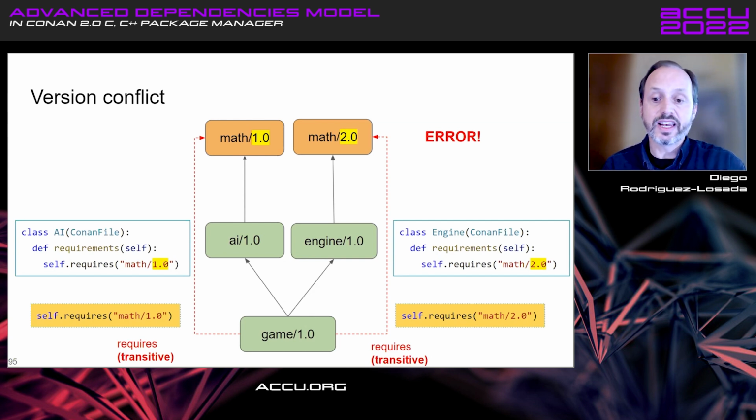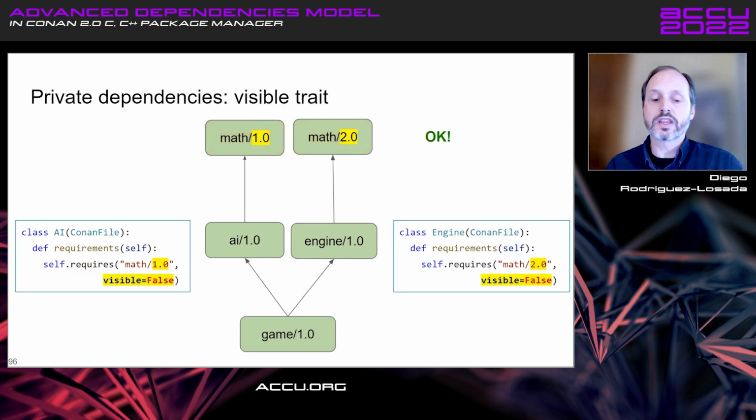So basically, if we remove this transitive, we make these transitive headers disappear, then the problem is gone. The conflict doesn't exist anymore. And this is basically what is achieved with the visible trait. If both the AI and engine packages know that nothing will conflict downstream, and they manage the embedding of the binaries, they can declare the visible equal false trait, and then the graph will not conflict anymore.